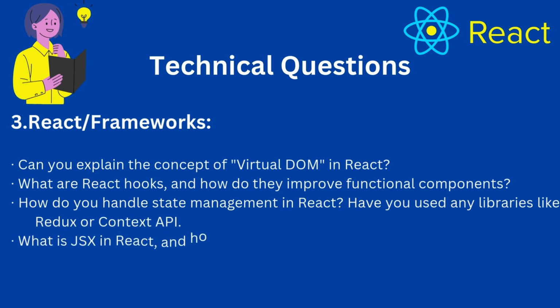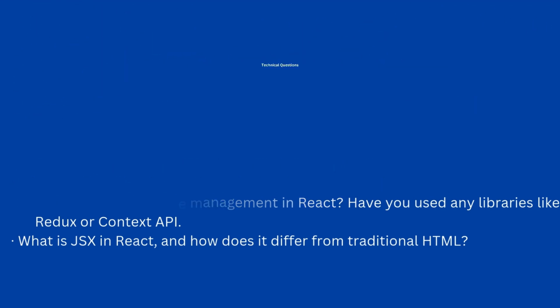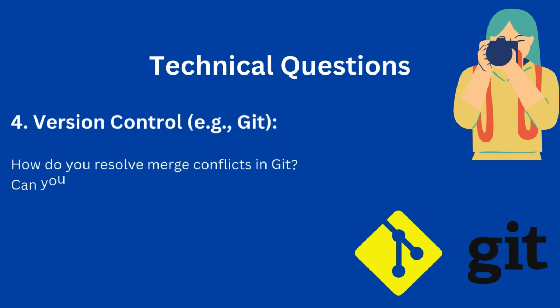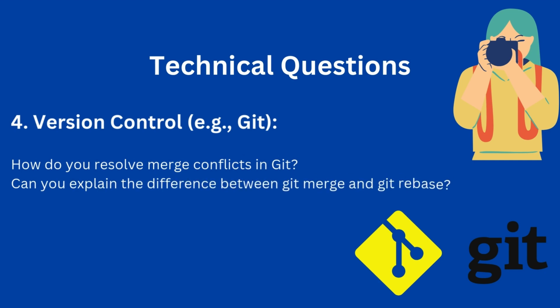Have you used any libraries like Redux or Context API? Question number 4: What is JSX in React, and how does it differ from traditional HTML? Number 4, version control, for example Git. Question number 1: How do you resolve merge conflicts in Git? Question number 2: Can you explain the difference between Git merge and Git rebase?